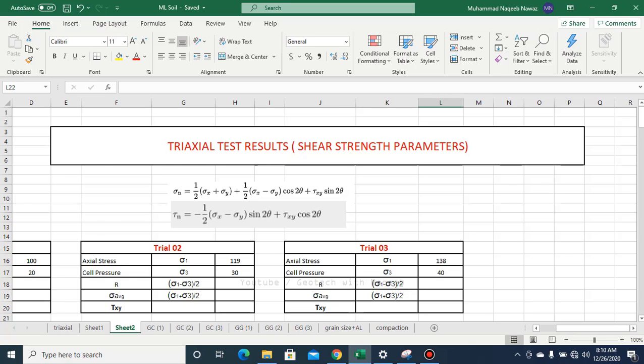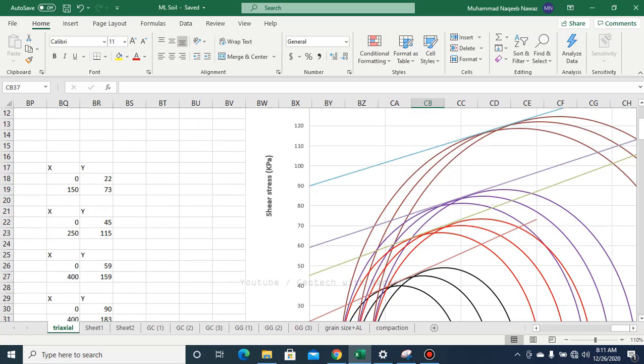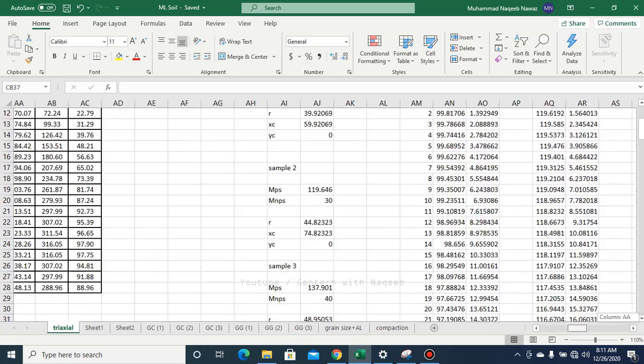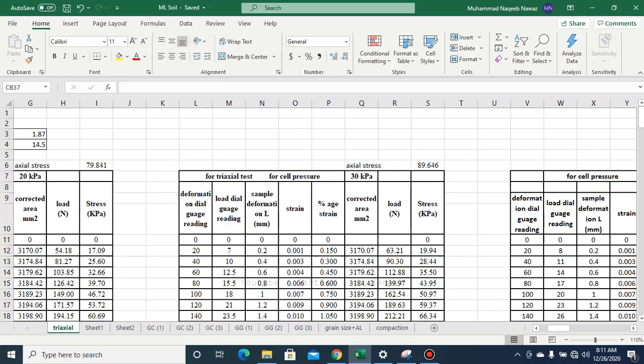So we have taken the data from this test, and we need to draw the Mohr circle like these. We have taken the data from these results. These are CD tests. So we have the axial stress or deviatoric stress 79.841 for the first trial, and cell pressure is 20. So we can add 20 plus 79 to get sigma 1. So this is the data of trial 1. We have the data of trial 2, and similarly we have the data for trial 3.